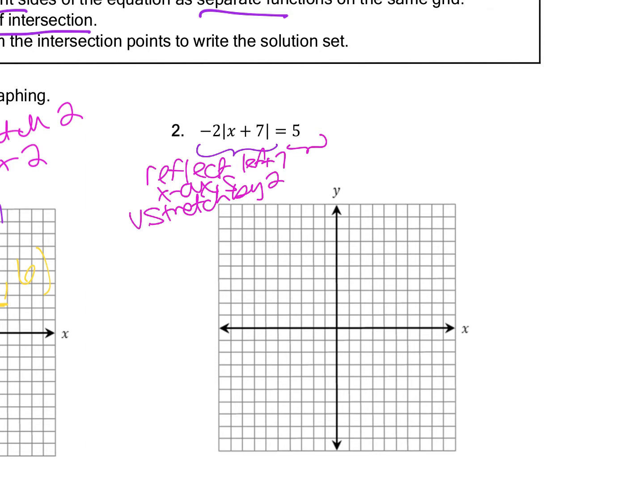All right, so we're going to go ahead and shift it. So we're going to go left 7, 1, 2, 3, 4, 5, 6, 7. There's my vertex. And then my slope is -2. Because of the reflection, it's -2. So I'm going to go down 2, right 1, down 2, right 1, down 2, right 1. And then the opposite would be down 2, left 1 in order to finish out your V on your absolute value.